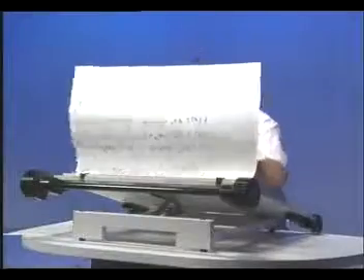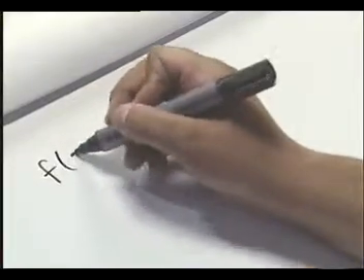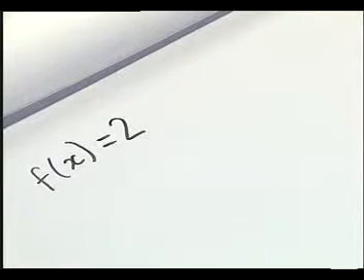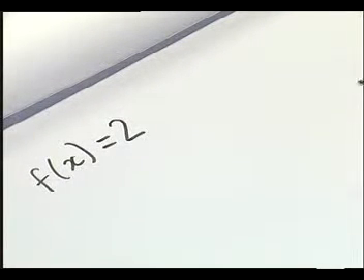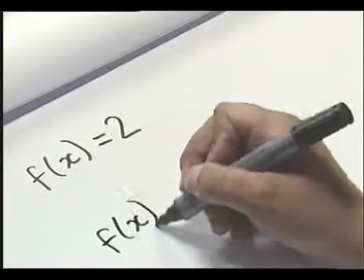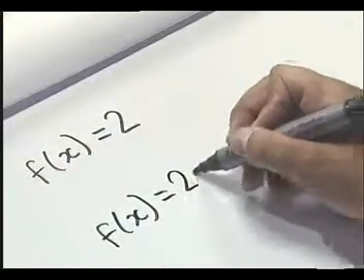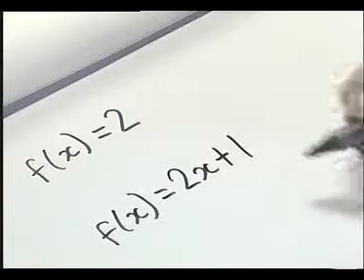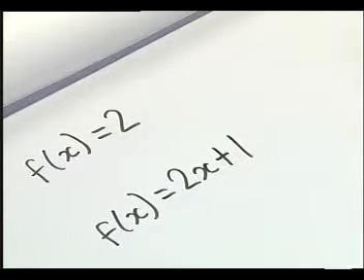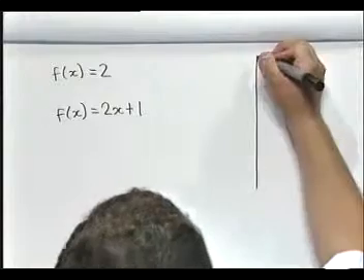OK, we've already met some basic polynomials, and you'll recognise these. For example, f of x equals 2 is a constant function, and this is actually a type of polynomial. And likewise, f of x equals 2x plus 1, which is a linear function, is also a type of polynomial. And we could sketch those.